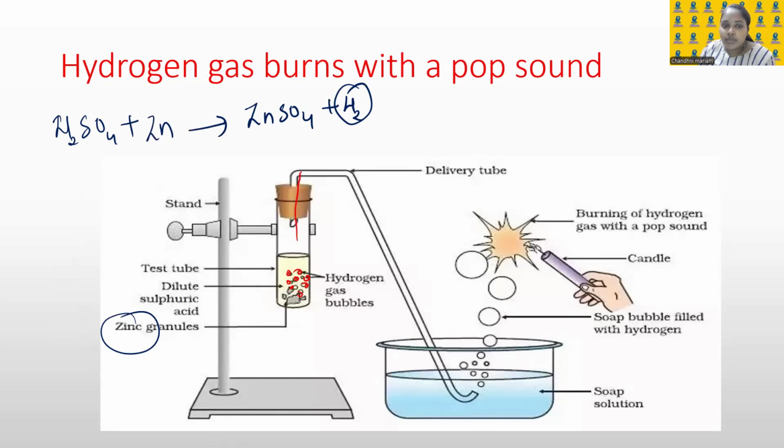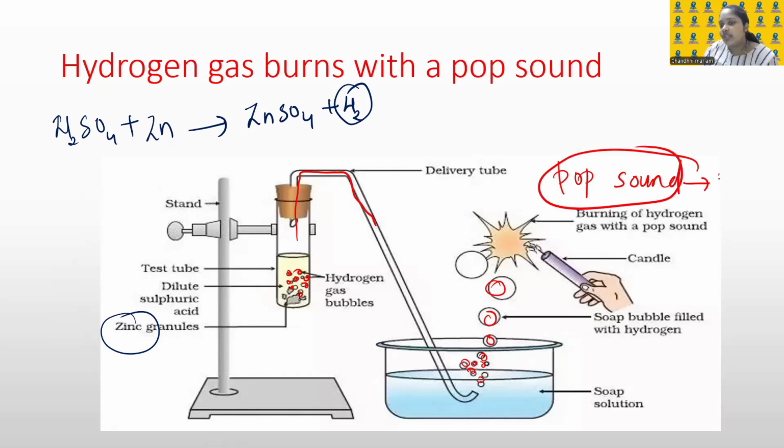These bubbles will be collected in this delivery tube and given to a soap solution to get the bubbles more clearly. If we put a burning thing like a candle or a matchstick near the bubbles and hear a pop sound, that sound proves that the evolved gas is hydrogen. This is the test for hydrogen gas.